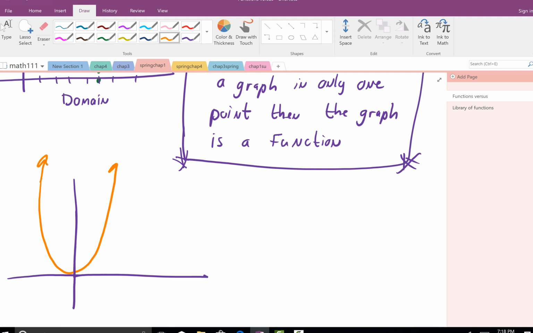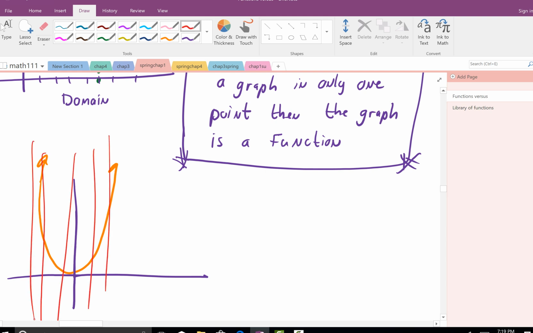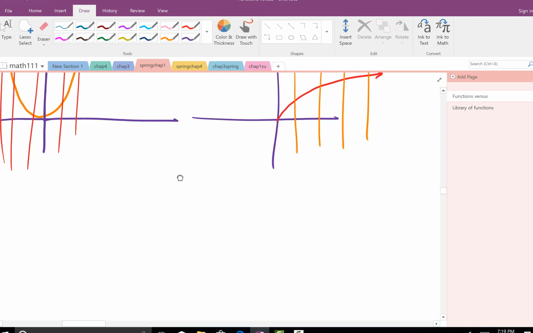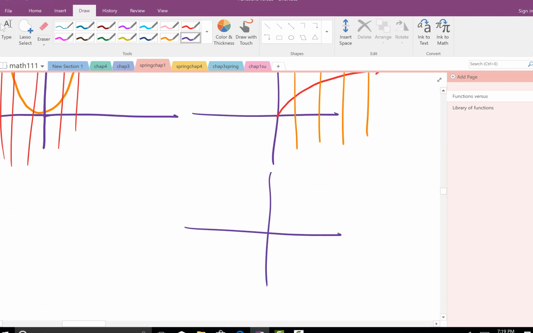All the vertical lines I pass through there, one spot. Right here, one spot. But as soon as I draw something different, like that, then all of a sudden I'm hitting it in 2 spots. And it only has to happen once.